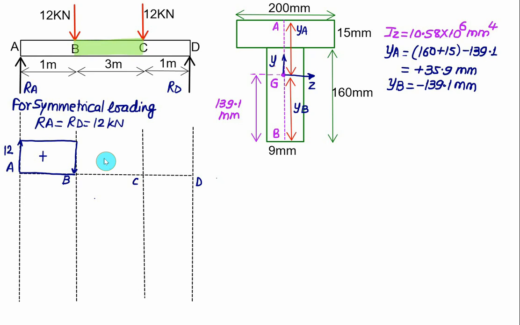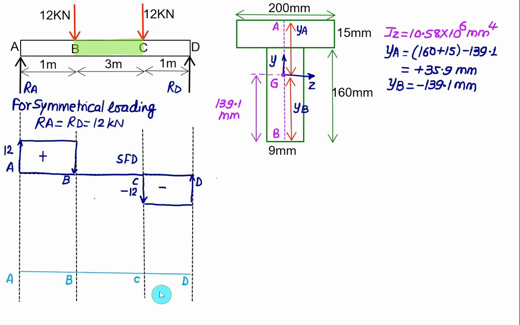Between B and C, there is no shear force. It means that it is a case of pure bending. At point C, you have to move vertically downward by 12 kilonewton. So this will be minus 12, and from C to D there is no loading, so shear force remains constant and the reaction at D will be equal to 12. So we close at 0. This is a negative value of shear force. So this is the shear force diagram.